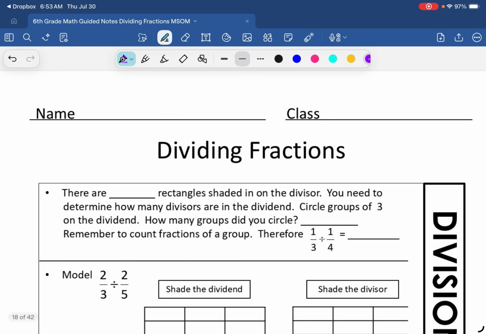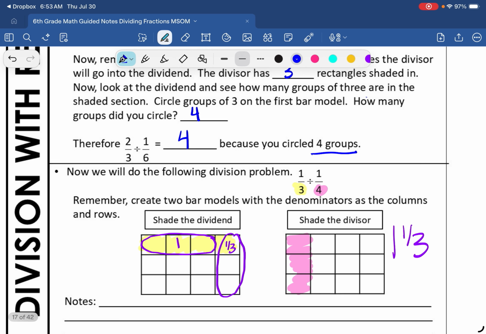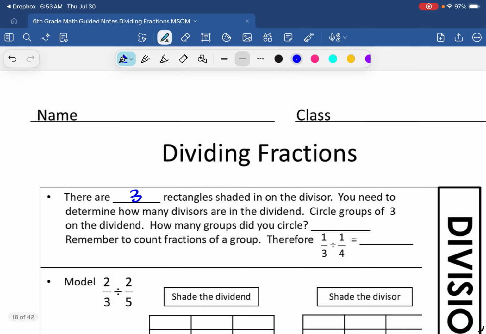Let's go to this page and answer the questions. So there are 3 rectangles shaded in the divisor, and you can go back and look at that right there. There's 3 rectangles. You need to determine how many divisors are in the dividend. Circle groups of 3 on the dividend, which we did. How many groups did you circle? We circled 1 and 1/3 groups. Therefore, 1/3 divided by 1/4 is 1 and 1/3.